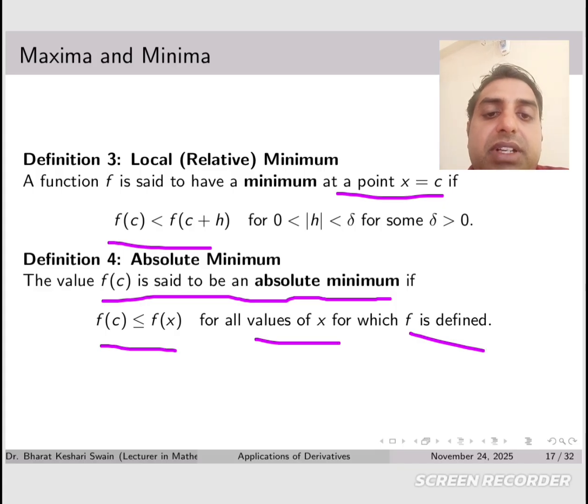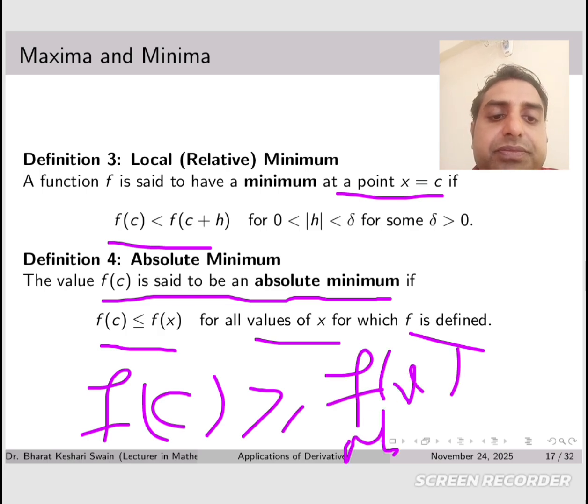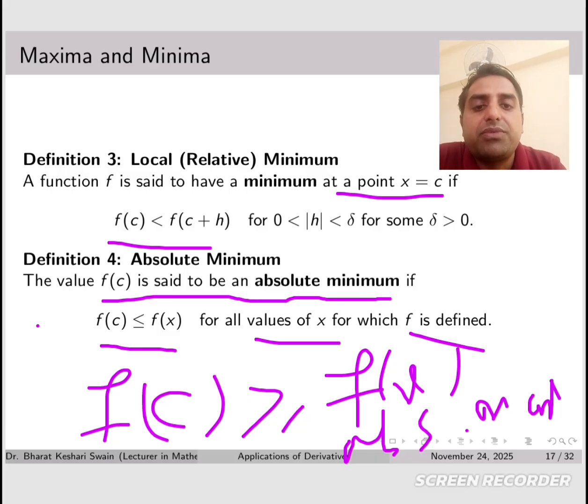But in case of absolute maximum, it was what? f(c) greater than equal to f(x). This is your absolute maximum. But in case of absolute minimum, your f(c) less than equal to f(x).